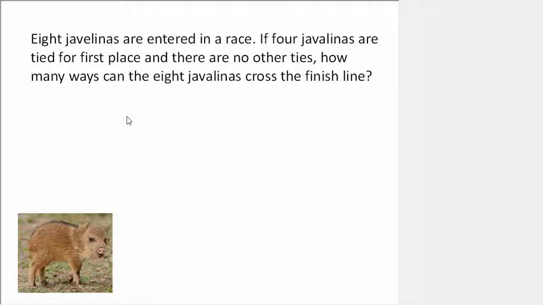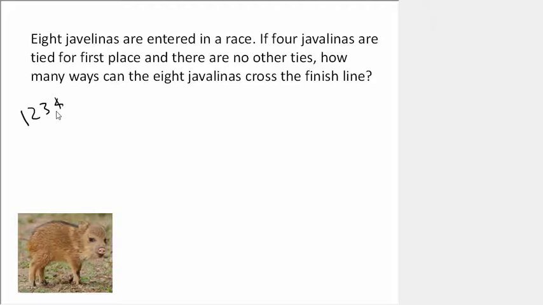Okay, so back to the problem. 8 javelinas are in a race. 4 of them are tied for first place, and then there are no other ties. So we have 4 in first place, and then 5th, 6th, 7th, 8th place. How many ways can the 8 javelinas cross the finish line? Well, this is not an easy problem. Here's how I analyze it.